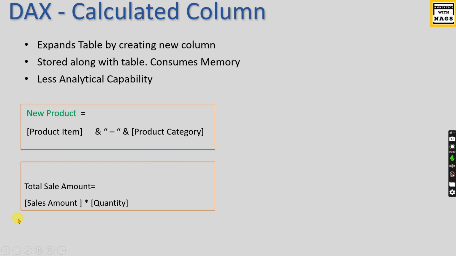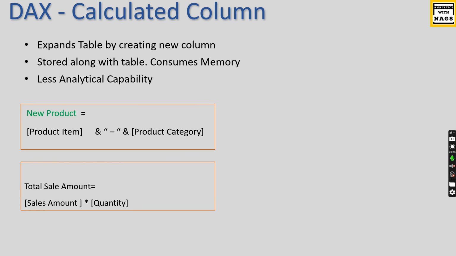And in the transactions, you want to calculate the total sales amount. Only the sales amount is there, but it is not multiplied with quantity. Then you can calculate sales amount times quantity as a new column. The disadvantage of this is, let's say you have 1 million rows. For all the 1 million rows, you will create another column which consumes memory. Your data is physically stored in Power BI. So this is the disadvantage of your calculated column.